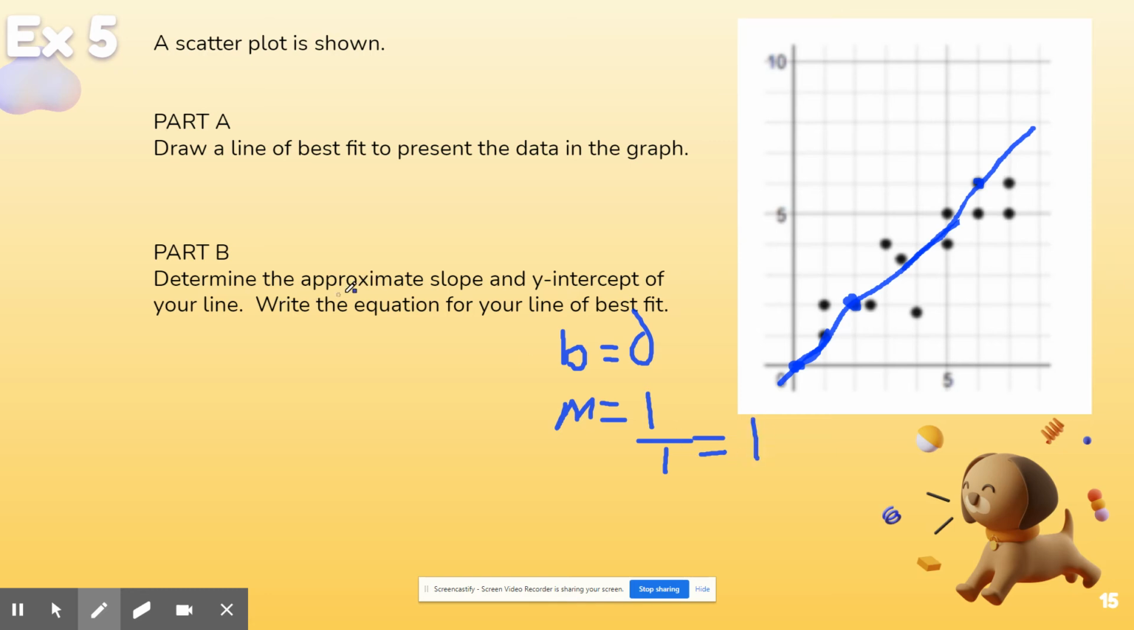It says determine the approximate slope and y-intercept of your line. 0, 1, and then write the equation would be y equals 1x, and then that's it because you don't have to put plus 0.